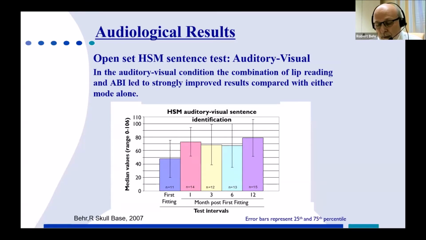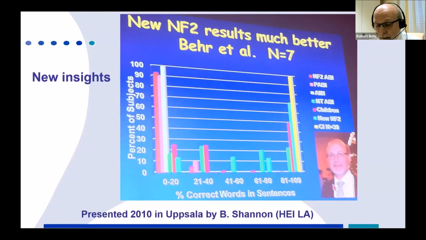So it's a huge difference between the older data and the data in the early 2000s. It came now that some of our patients were very good performers. And I must say there was some rumor in the community that this is probably not true. And then Bob Shannon, the chief audiologist of the House Institute in Los Angeles, came to Germany and to Poland, and he examined these patients. What he found, he published and showed us at the Uppsala conference in 2010. And what he showed is that new NF2 results are much better. This is the new NF2 results. This is CI. This is new NF2 results. And that means that 70% of the patients have more than 80% of correct words and sentences.